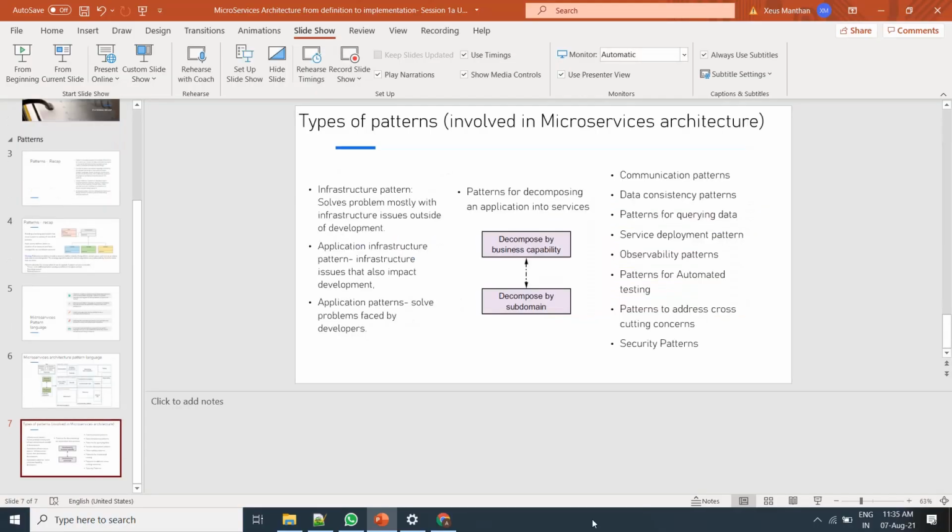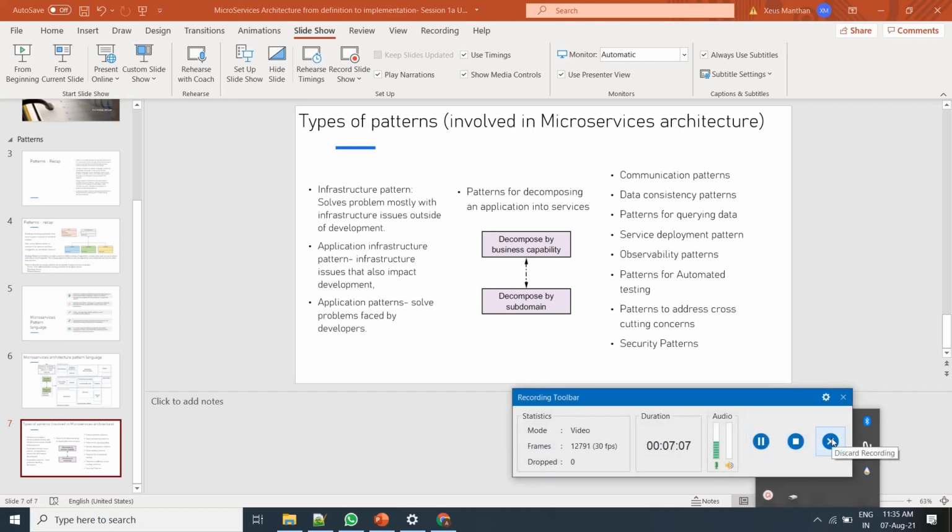That's it from a pattern language standpoint, and we will continue with the remaining sessions, with decomposition being the next area.